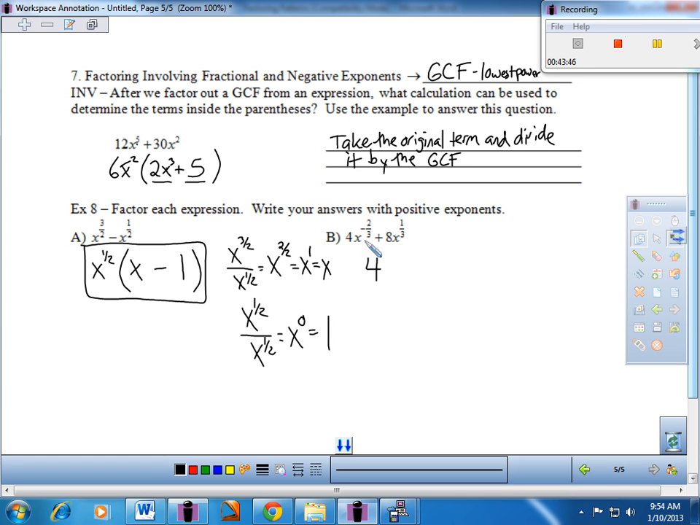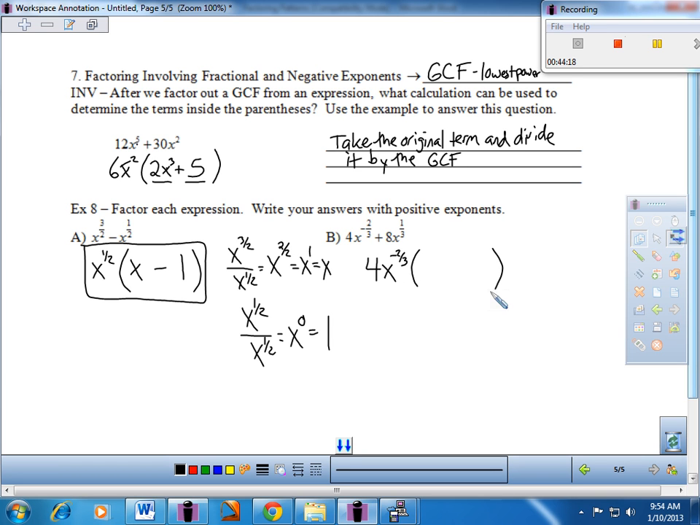Now, in terms of the powers of x, what is the greatest common factor of those two powers? Well, the good news is, everybody, it is always just the lower of the two. And so x to the negative 2/3 is lower than x to the 1/3. So that's what I pull out. Just like, let's keep it simple, x squared was lower than x to the 5th. That was the greatest common factor. Okay, so nice. I've got that.